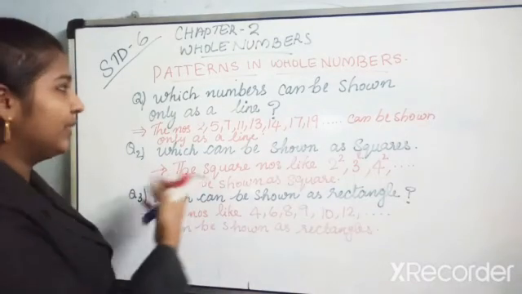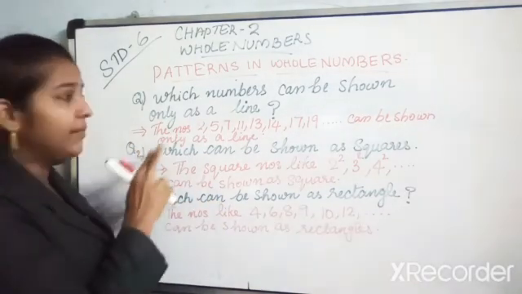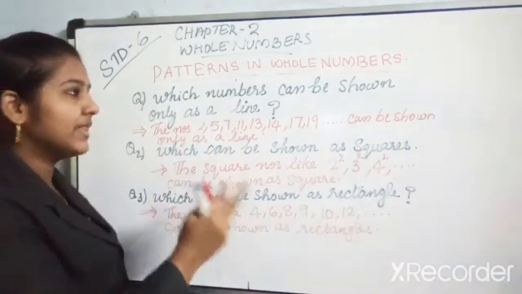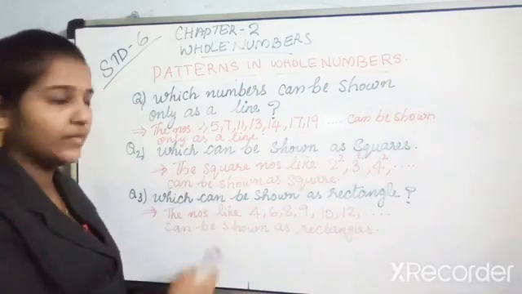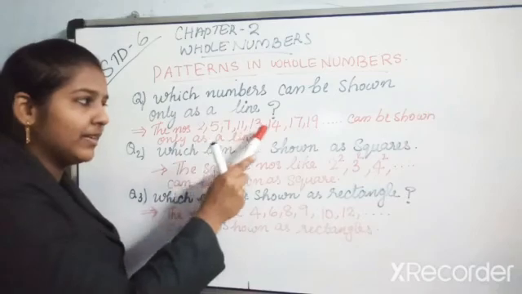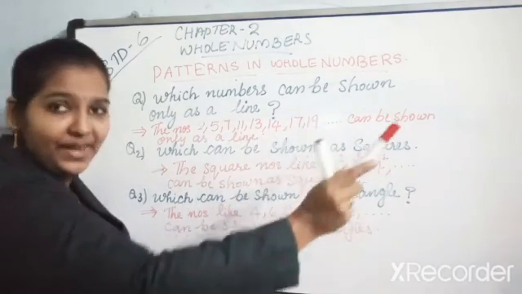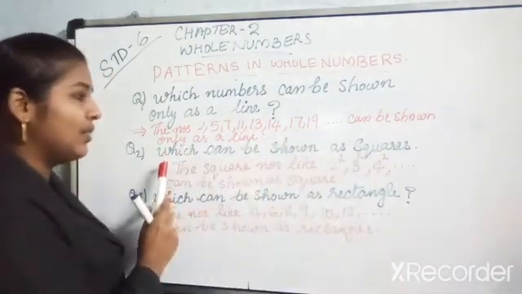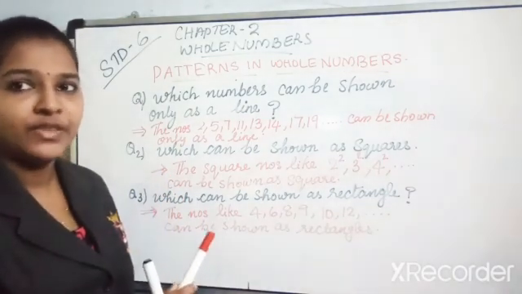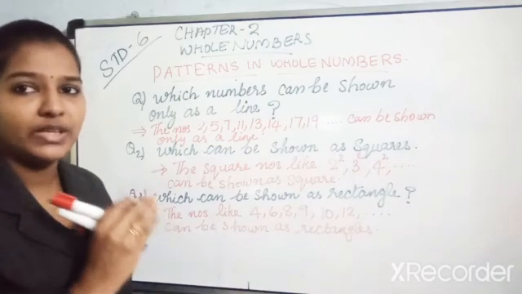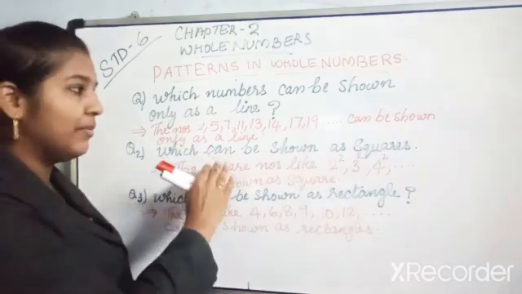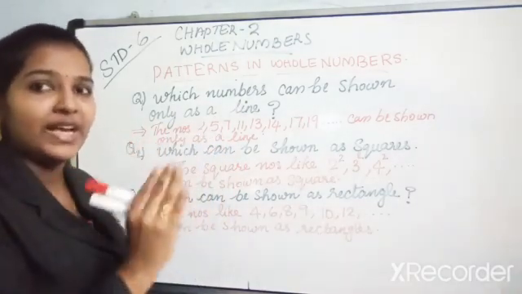Children, here we are going to discuss some questions. First question, which numbers can be shown only as a line? The answer is the numbers 2, 5, 7, 11, 13, 14, 17, 19, etc. We know every number can be arranged as a line, but these numbers can be arranged only as a line.